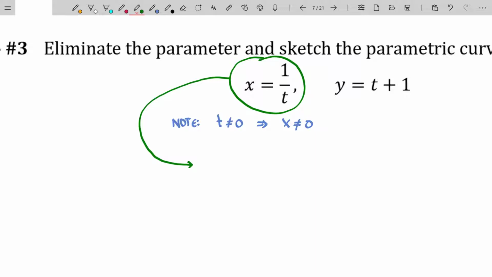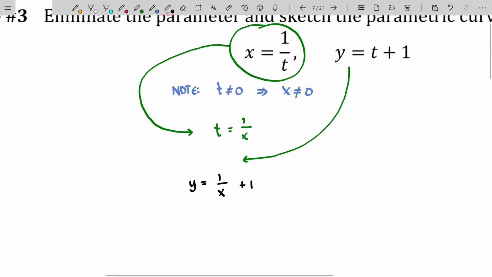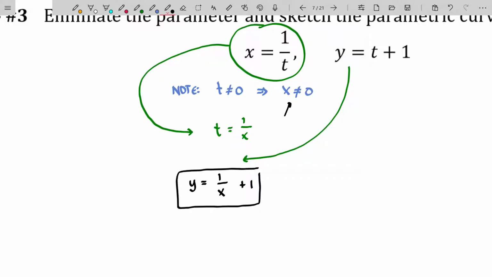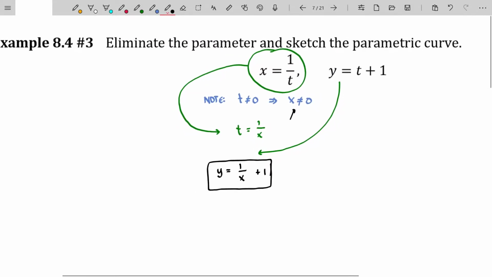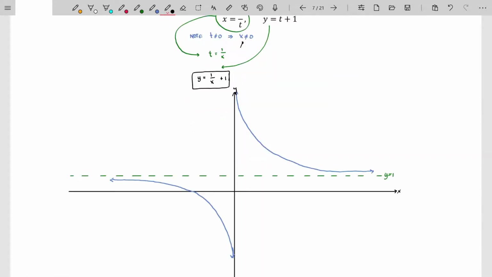Solving that equation for t, you get that t is equal to 1 over x. Substituting that into our y equation, you get that y is equal to 1 over x plus 1, which again, you could see that x can't be 0, so that takes care of that. So this is what we're going to go ahead and graph as our Cartesian curve for this parametric set of equations. And as you can see here, using our base graphing skills and transformations, our graph looks like this.